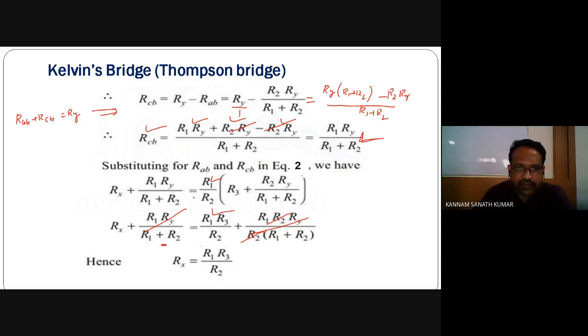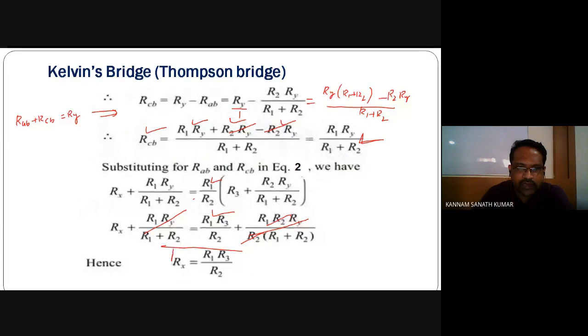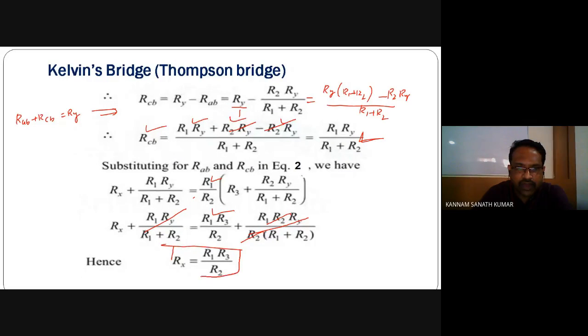So what you are getting is Rx equal to R1 R3 by R2. If you observe this equation, the unknown resistance is nowhere depending on the lead resistance. It is nowhere depending on RAB and RCB, and it is independent of Ry. So these are the lead resistances: Ry, RCB, and RAB.